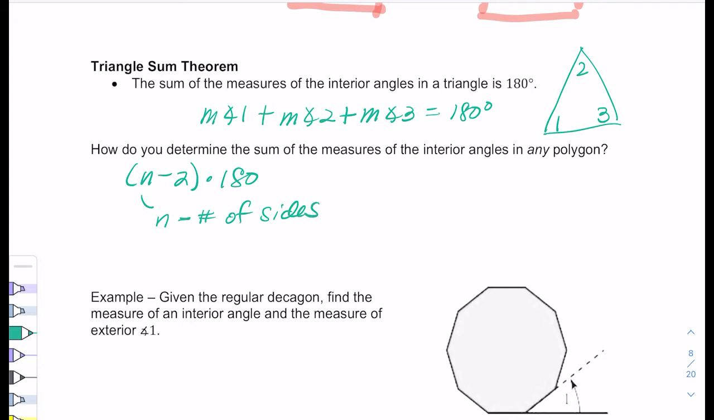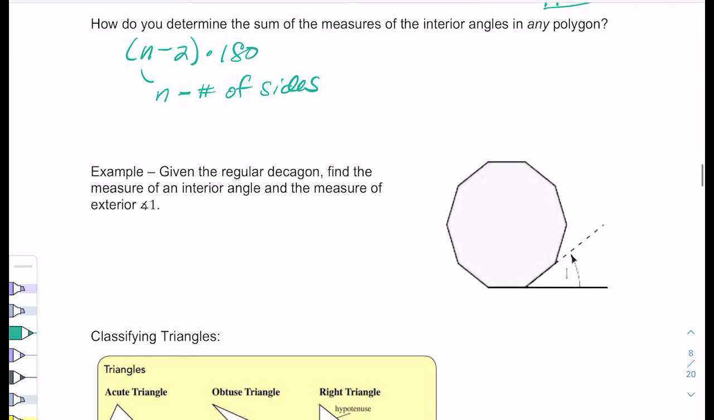So for example, we have a regular decagon. So a decagon is 10 sides. And again, regular means all the sides are equal and all the angles are equal. And as you can tell by looking at the decagon, it looks regular. So what we need to do is find the measure of an interior angle. So in other words, what would just one of those angles be? And the measure of an exterior angle, which is angle 1 in this problem.